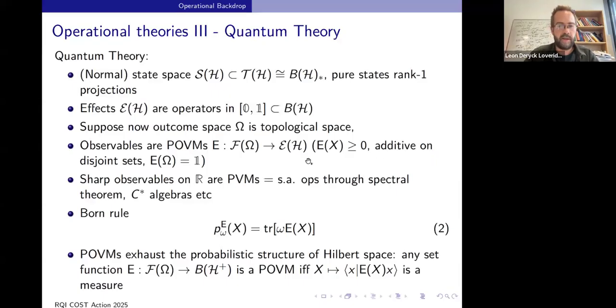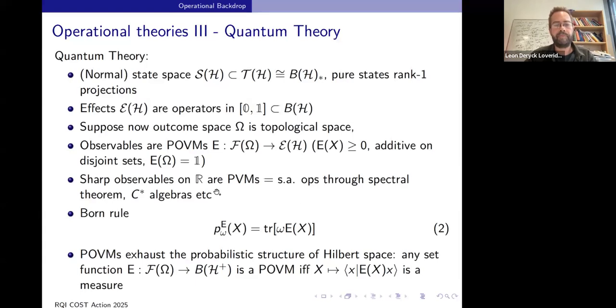But it's nice to see that you can realize quantum theory as just a special case of this general operational structure. Of course, sharp observables, so those are the ones that most people deal with, particularly in quantum field theoretic settings, are the projection valued measures. So these are the POVMs which have values in the projections on the Hilbert space.